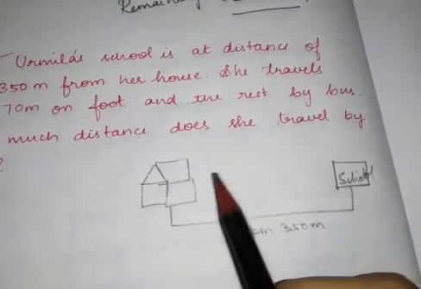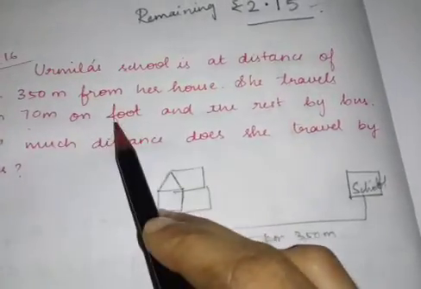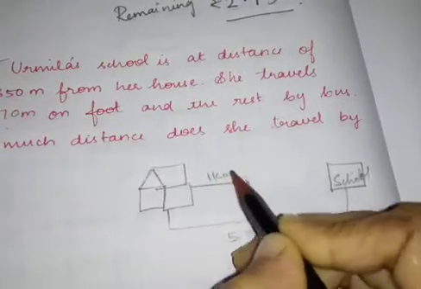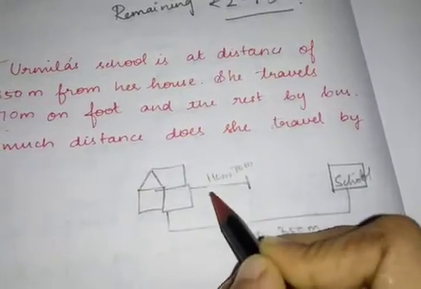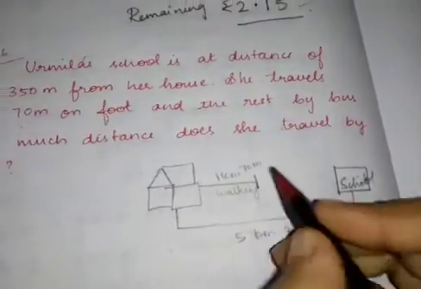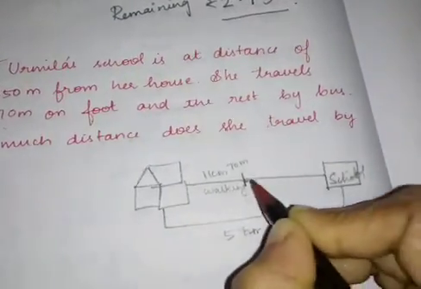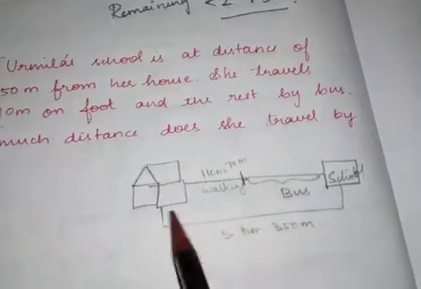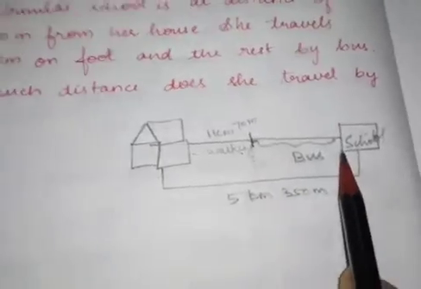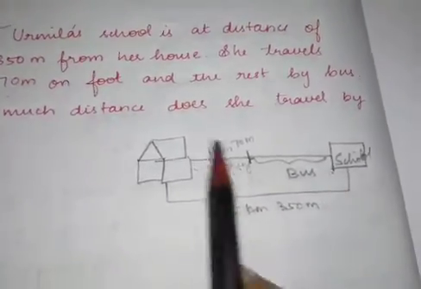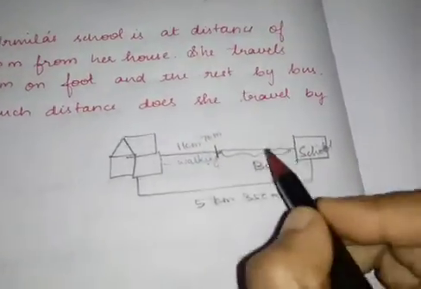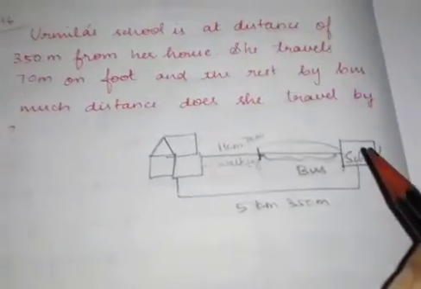She travels 1 kilometer 70 meter on foot, which means from here for 1 kilometer 70 meter she will travel by walking. The rest she travels by bus. So how is she traveling, children? Part of the way she is traveling by walking, and the remaining by bus. How much distance does she travel by bus? We are supposed to find that.